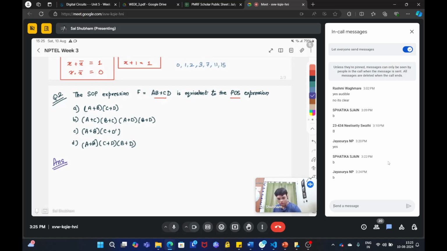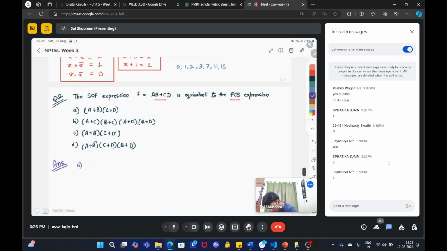So the simple way would be to simplify each expression. Okay. So let's take option A. Actually, you can discard option A just by looking at it, because the requirement is AB plus CD. As you can see here, between A and B there is an OR operation, and here also there is an OR operation, and here we are performing the AND operation, right?